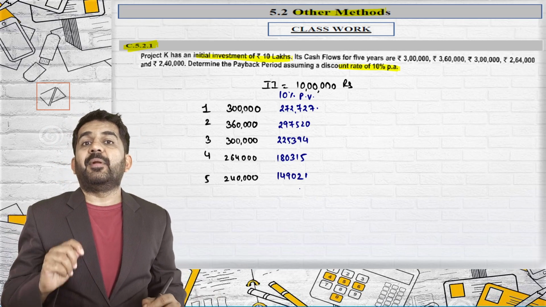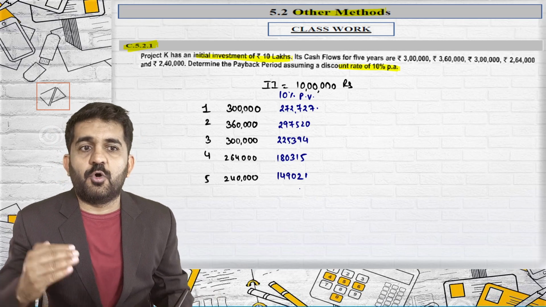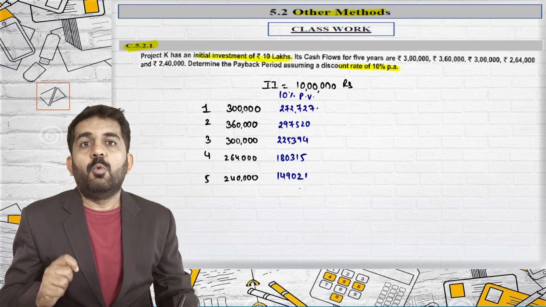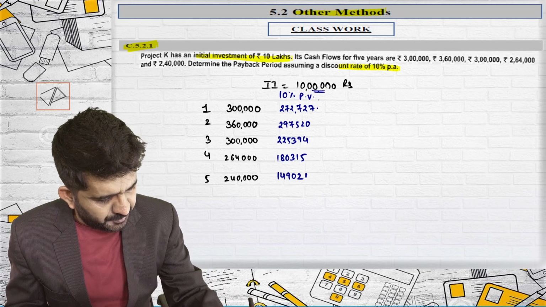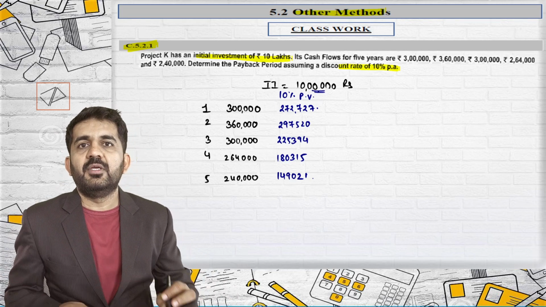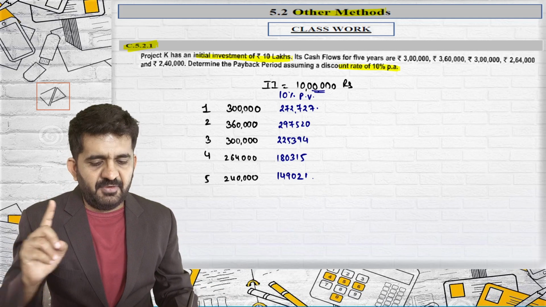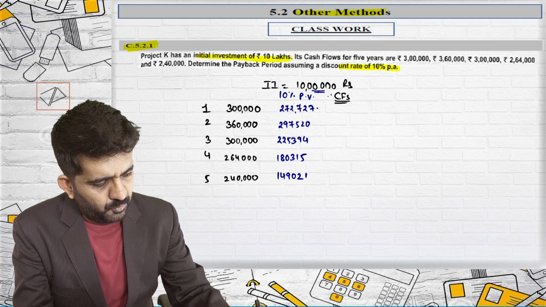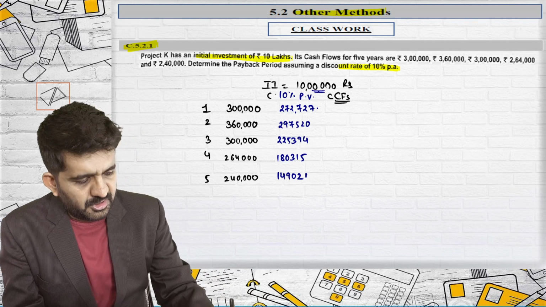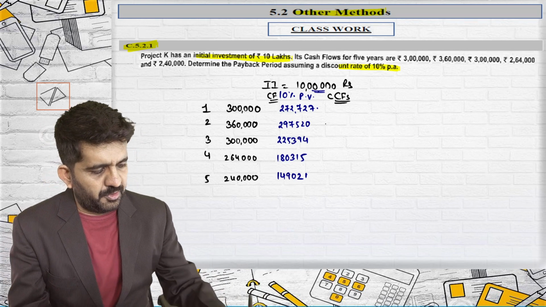What have I found out? Present value, individual figures for all 5 years. What do I need to do? I need to recover my 10 lakhs rupees from these cash flows. What is the first idea? I will be finding out cumulative cash flows. These are cash flows. These are cumulative cash flows.